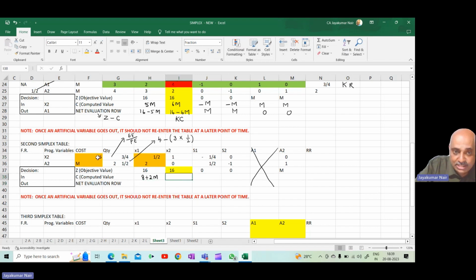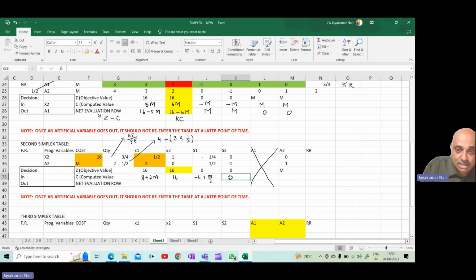Now the second one is 16 into 1, which is 16. m into 0 is 0. So I get here 16. The next one, 16 into minus 1 by 4 will give you minus 4, minus 4 plus m over 2. So minus 4 plus m over 2. This is what you get.